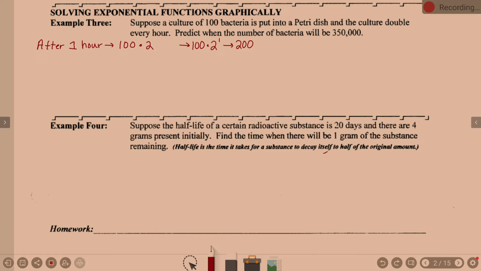Okay, so after 1 hour, you had your initial 100. It doubled, so you multiplied by 2. And you got 200, right? So it's just raising the rate to a power.